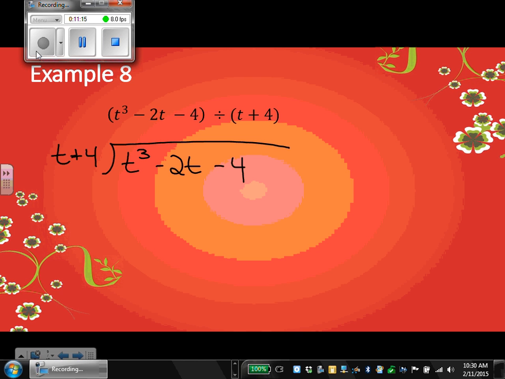Okay, so it might get stuck in the middle of it, and you don't know where to go. So here we go. Let's follow with me slowly. T times what is t cubed? T squared. So we're going to put a t squared up top, and I'm going to multiply it down to both. T squared times t is t cubed. T squared times 4 is plus 4t squared. We normally subtract, but we will change. We're going to add the opposite. So those cancel.